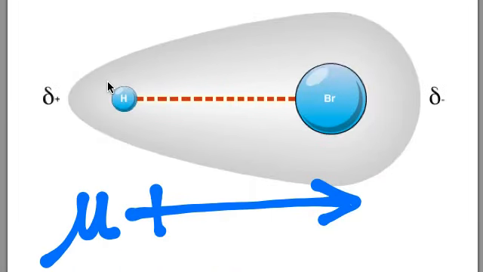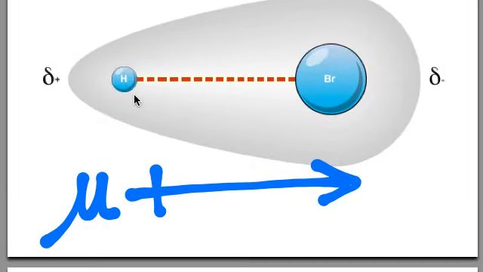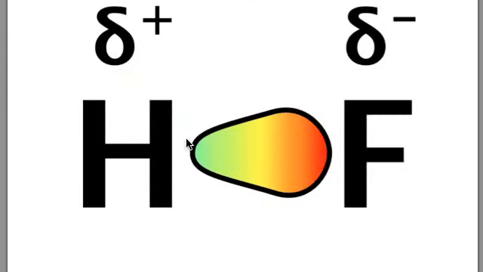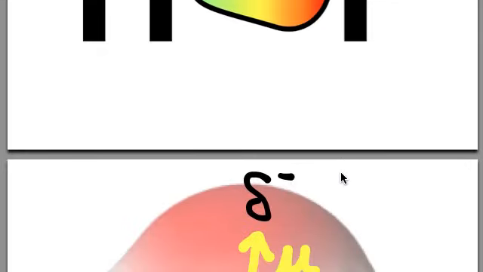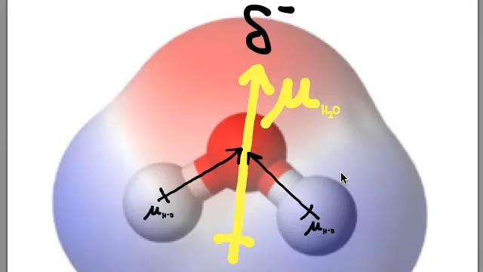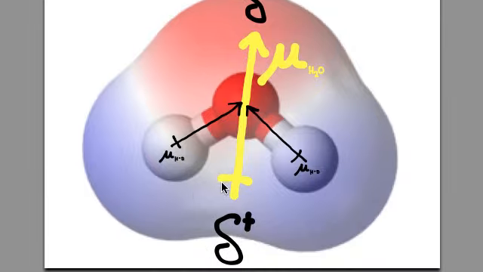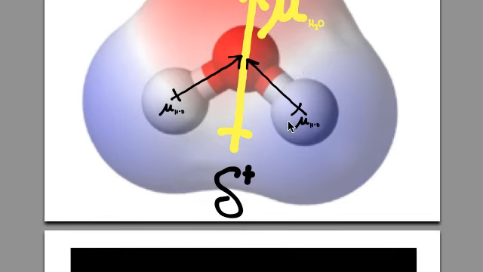Interesting. HBr, polarity, dipole moment from the positive to the negative. HF, same story, from the positive to the negative, from the less electronegative to the more electronegative. My dipole would point from left to right on this one. Here's water again. I could say the dipole moment of the two HO bonds add together to give the dipole moment of the water molecule.